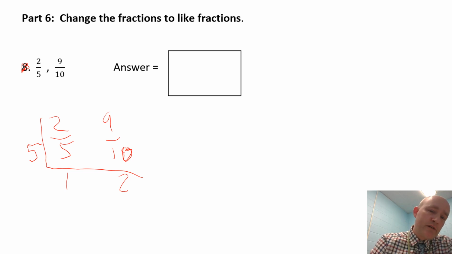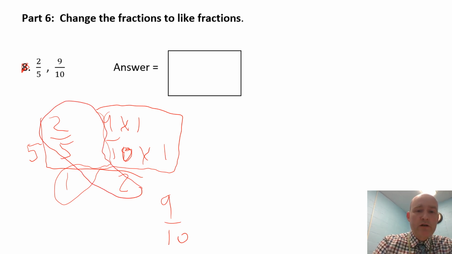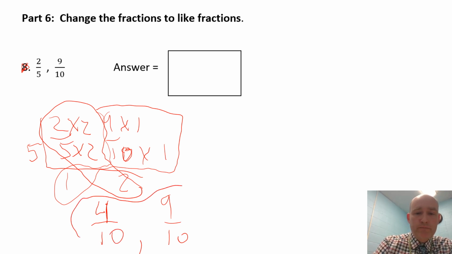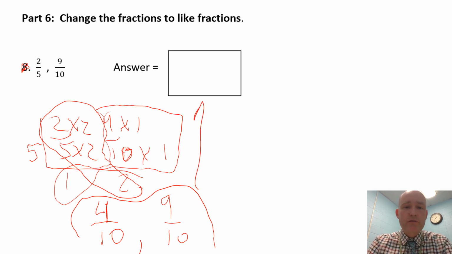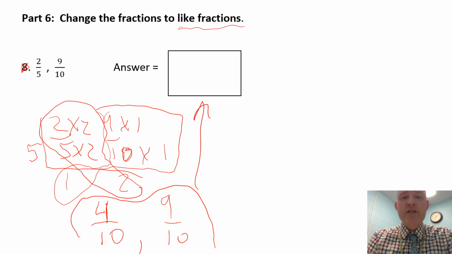Okay, so then we go ahead and cross. 9 times 1, of course, we just get 9/10, and 10 times 1 is 10. But now this is going to change, so let's cross here. 2 times 2 is 4. It's 10. So now we have our answer. 4/10 and 9/10 are like fractions because they have like denominators.